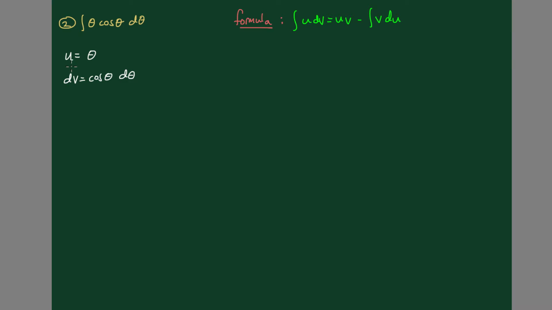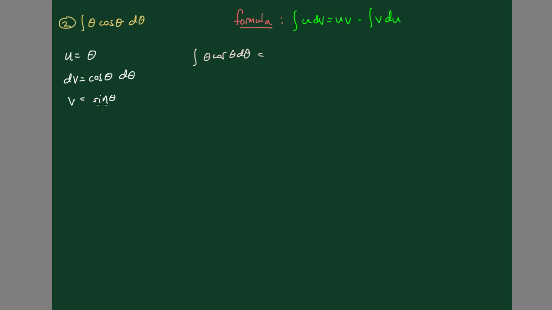So here I chose my u to be theta, my dv is cosine of theta d theta, which means my v is going to be the integral of cosine of theta d theta. And the integral of cosine of theta d theta is simply sine of theta. Okay, so let's go ahead and apply the formula. We have the integral of theta cosine of theta d theta is going to be u times v.